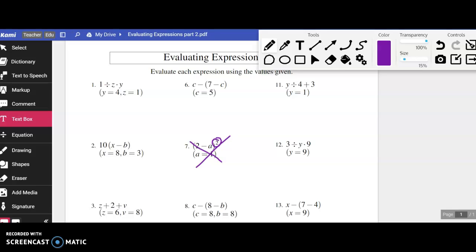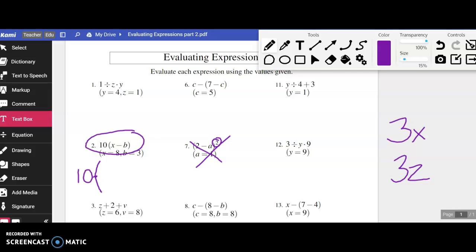Note, okay, 10 parentheses x minus b is not something we've seen before. If I have a number that's right next to the parentheses like that, that means multiply. Okay, so just like if I have a number next to a variable like 3x or 3z, that means multiply. If it's invisible like that, that also means times.